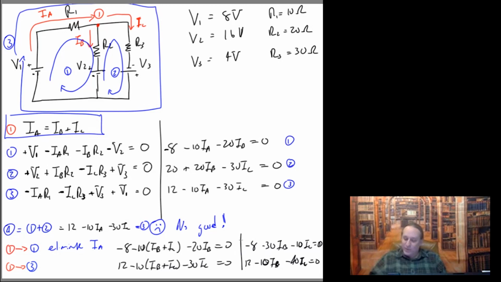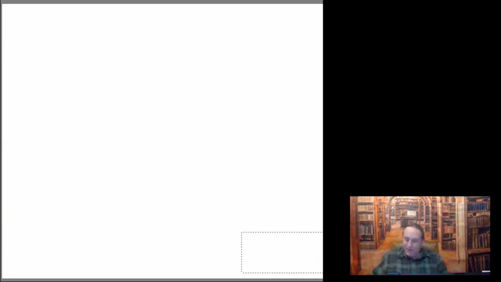So that really looks like 2 independent equations. How do I know they're independent? Because they're not multiples of one another. If I multiply the second equation by 3 to get a 30 IB, the IC becomes a negative 120 IC. That will not match the IC term in the previous equation. So these are really independent, and we can try to solve them.